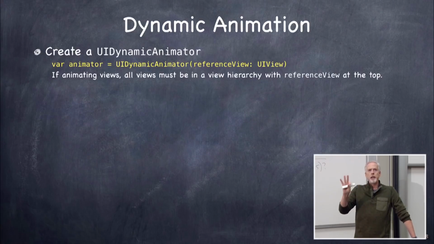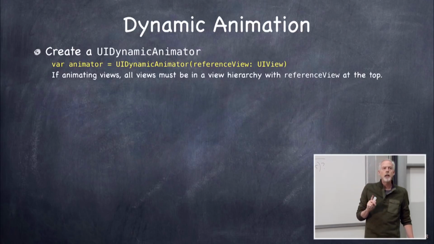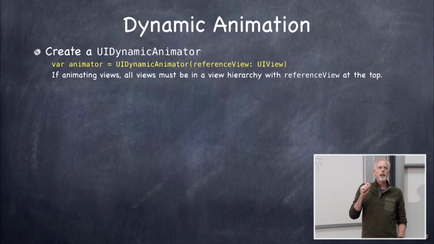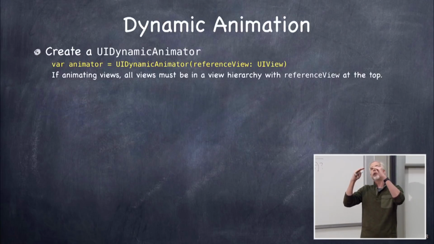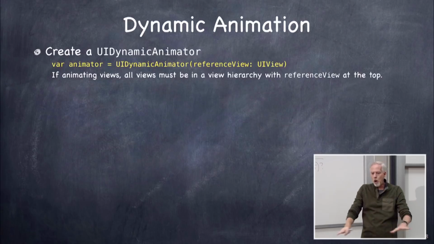There's 3 steps to making it happen. First, you need an animator. This is just the thing that drives the animation, okay? It's an instance of a class called UIDynamicAnimator. It only takes one argument in its initializer, which is the view that is going to be the reference coordinate system for all animation that's going on. And the only requirement is that this view can be any view in your app. It just has to be a superview, or a superview of a superview, or a superview of a superview. It has to be at the top of the view hierarchy of all the views that the animator is going to animate.